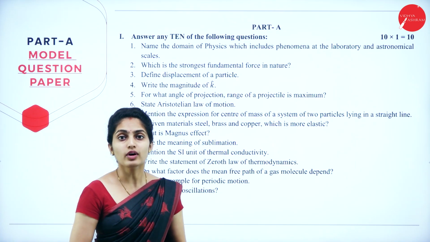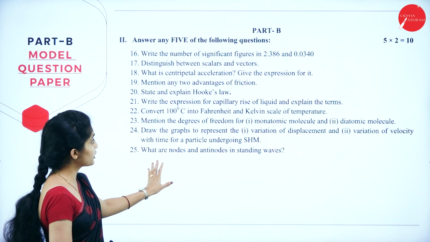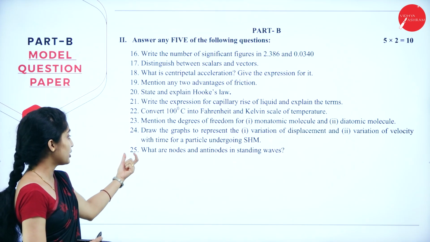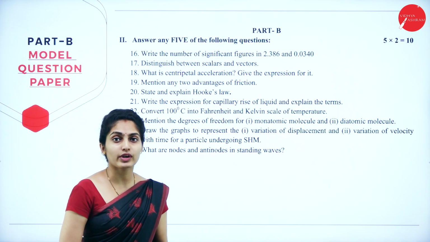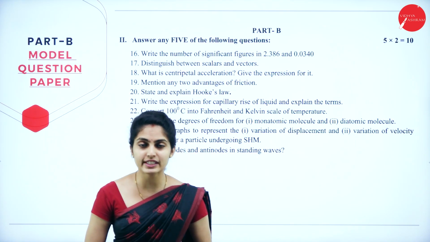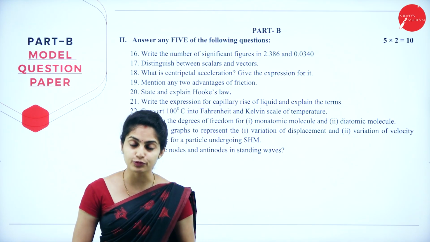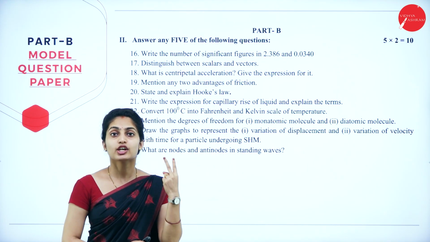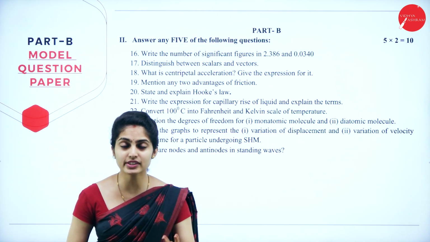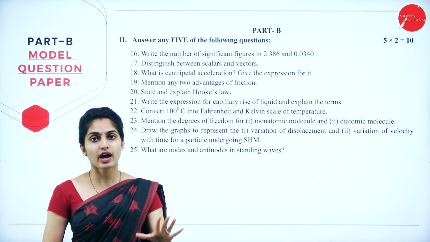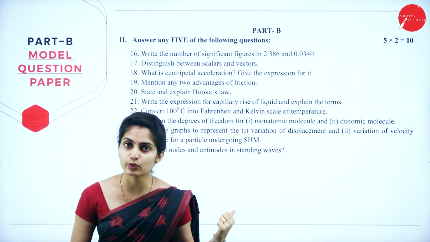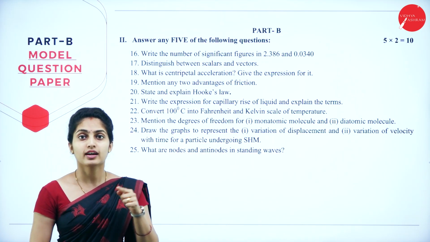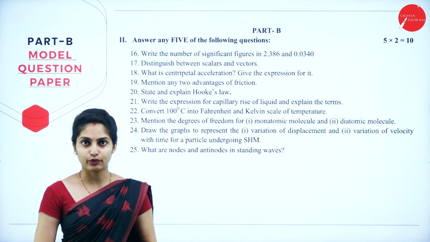Now let us come to part B. In part B, we have any 5 of the following questions, and we have 10 questions with us. Out of those 10 questions, you have to opt for any 5 questions and each question carries 2 marks. So you have 10 questions of 2 marks, you have to pick any 5 and write them. So 5 questions, each carrying 2 marks, again 10 marks will be there for you.